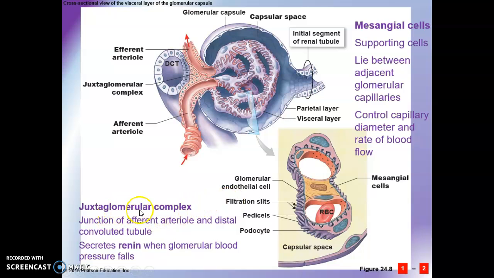The juxtaglomerular complex is at the junction of the afferent arteriole and the distal convoluted tubule. This secretes renin when glomerular blood pressure falls. The mesangial cells are supporting cells that lie between adjacent glomerular capillaries. They control capillary diameter and the rate of blood flow.